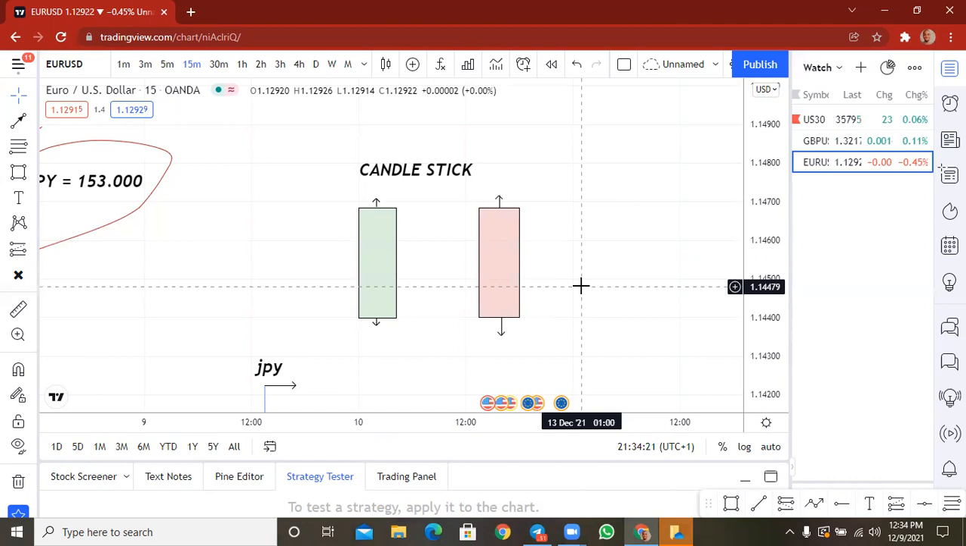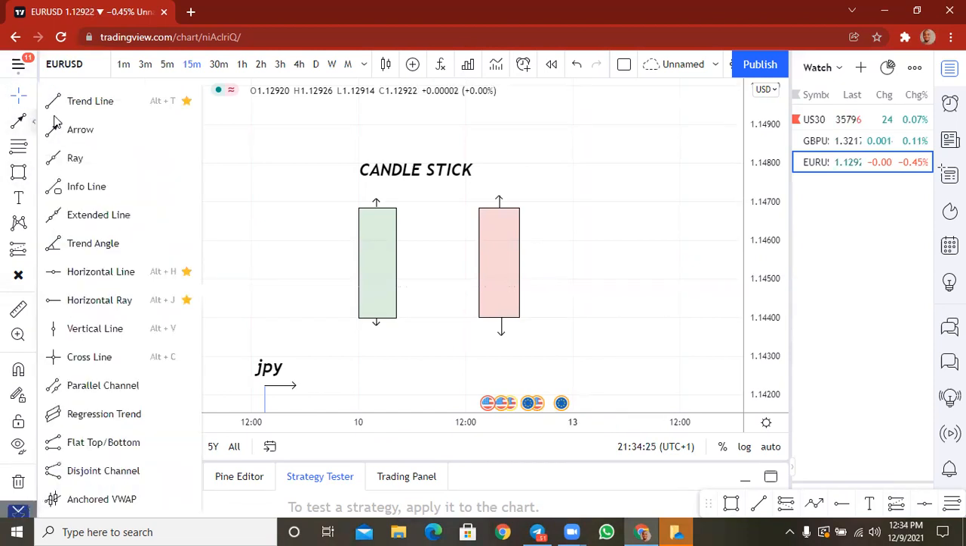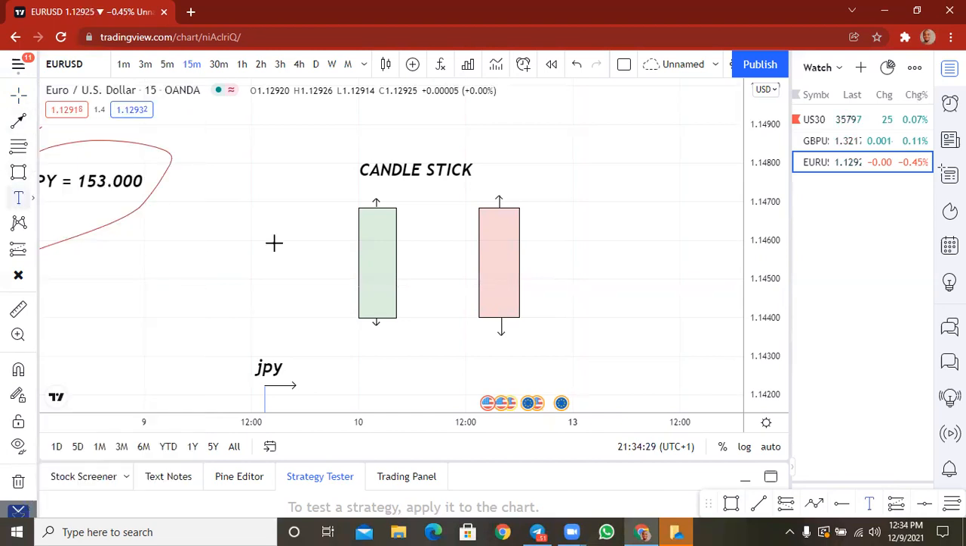Okay, so we're talking about the first candle, and the first candle is called a bull candle. It's called a bull candle.